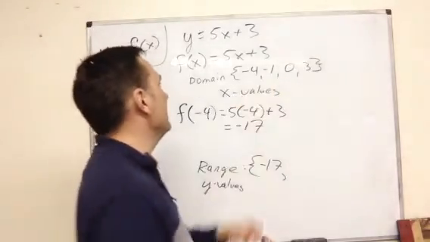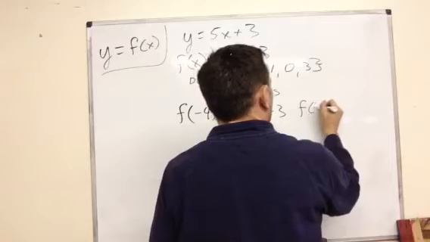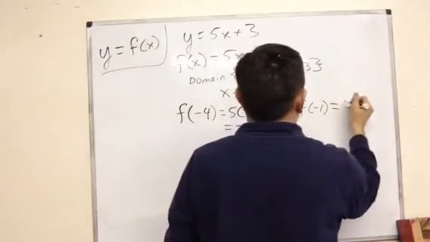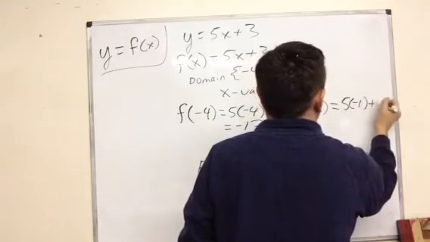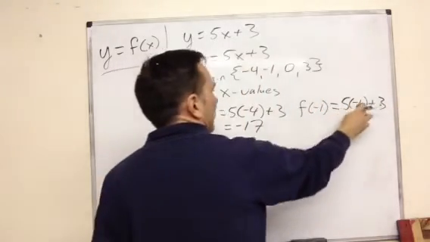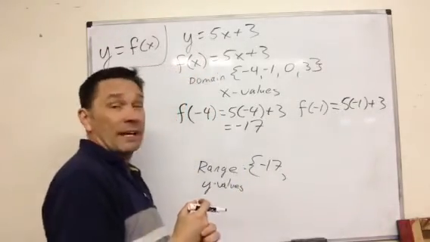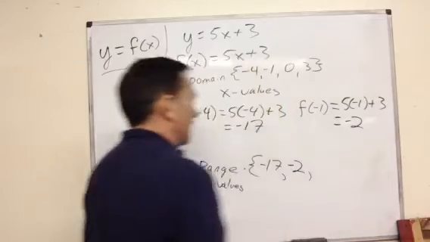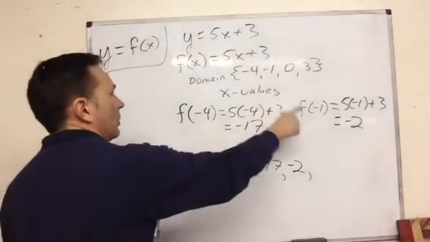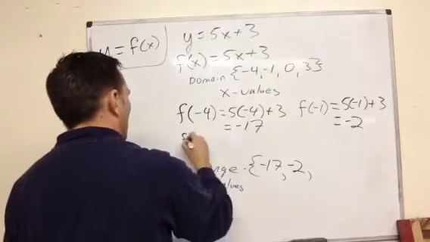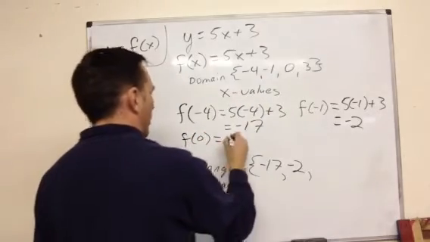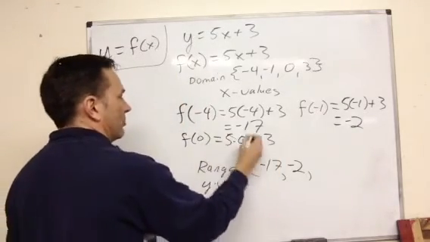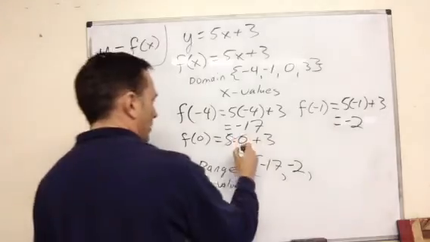We now want to substitute -1. So again, we put -1 in wherever the x values are. 5 times -1 plus 3. 5 times -1 is -5. -5 plus 3 is -2. That's our second value. The third value you have to use is 0. Again, I love the number 0. Anything times 0 is 0, so that's totally canceled out. We're left with 3.